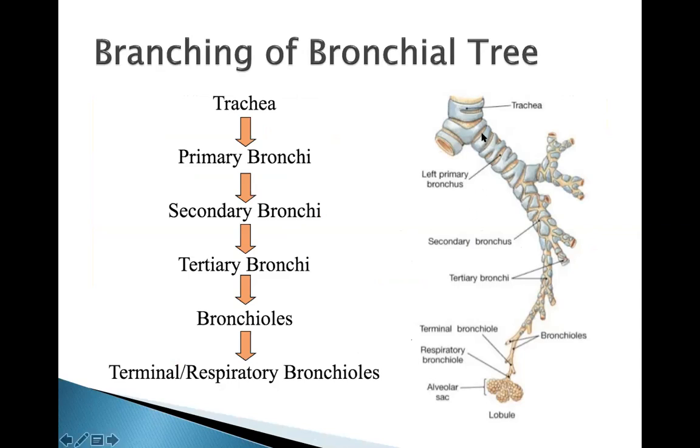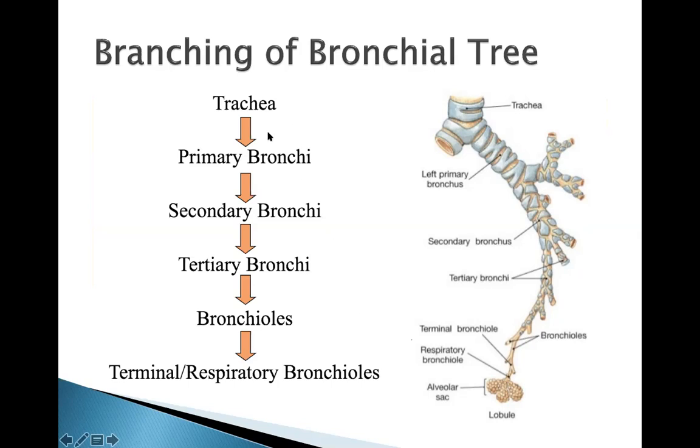So this is the left primary bronchus, and then it branches 2 more times into 2 secondary bronchi, which then branch again into usually 8 or 9 tertiary bronchi, which then go down to what we call terminal bronchioles and respiratory bronchioles, and then eventually into what we call these alveolar sacs, which are these little sort of clusters of alveoli.